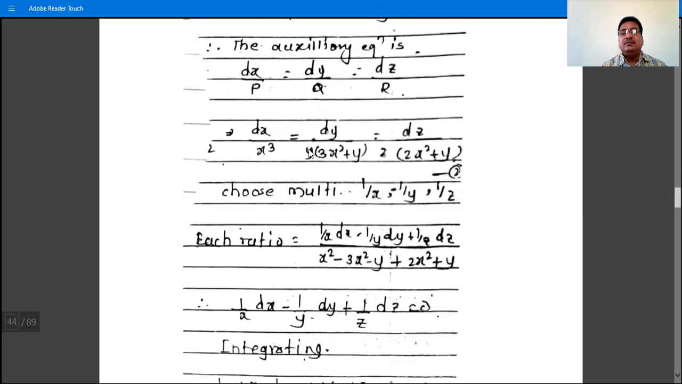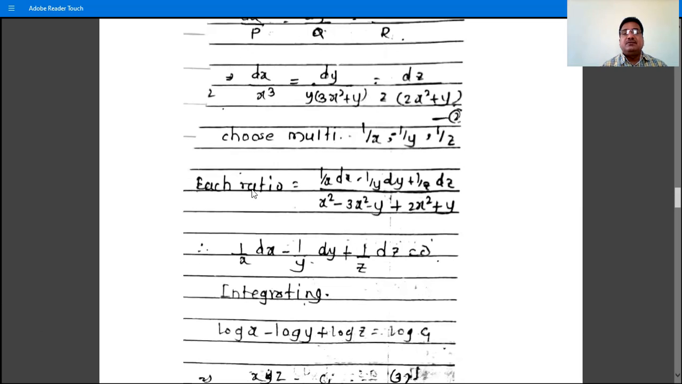Now we have to find the two linearly independent solutions of this auxiliary equation, dx by P, dy by Q, dz by R. Okay, this is equation number 2. So choose multipliers 1 by x, minus 1 by y, and plus 1 by z. So we have each ratio is equal to 1 by x dx minus 1 by y dy plus 1 by z dz divided by x cube.